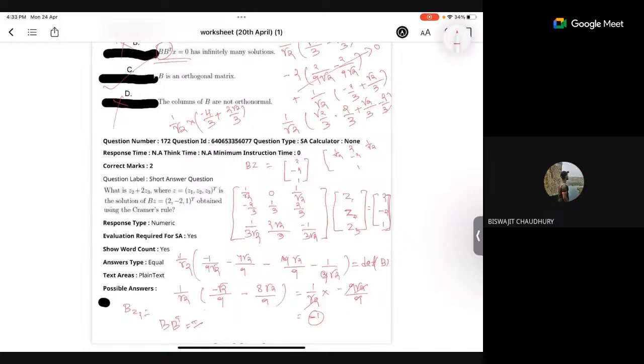Yeah, but what he has said might be a bit confusing. It will create some confusion to get into your mind at this time. So you can just easily use RREF. We can solve the matrix B with the help of RREF and find Z2, Z3, right? Okay, sir. So that will just reduce your time. So instead of solving this determinant and all those things, you can just apply that.